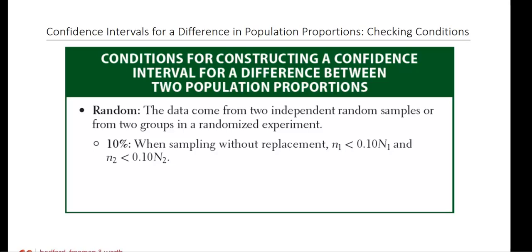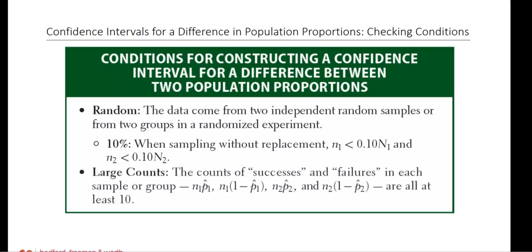Again, similar to what we've done before, large counts: you've got to check successes and failures for each proportion. So that's n p hat and n times 1 minus p hat for the first proportion, and n p hat and n times 1 minus p hat for the other one. They all have to be at least 10. So it's a lot of checking. It's just checking twice.